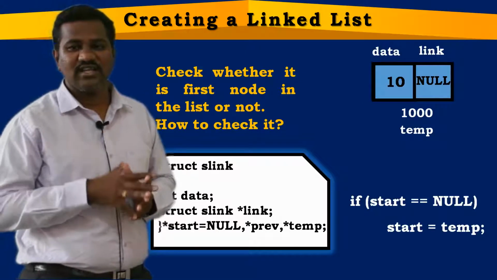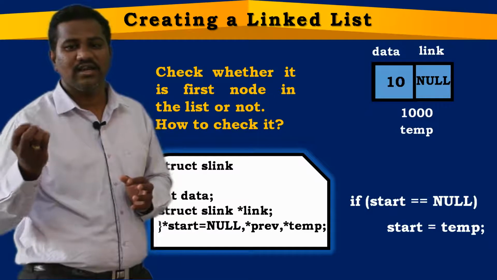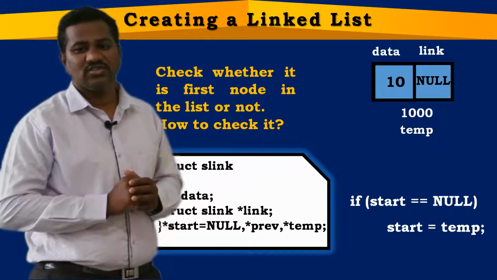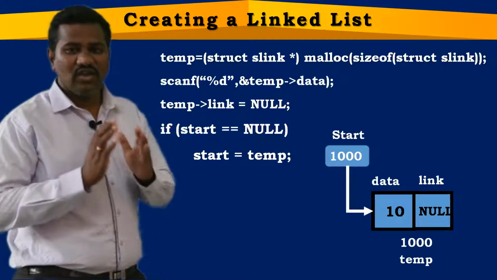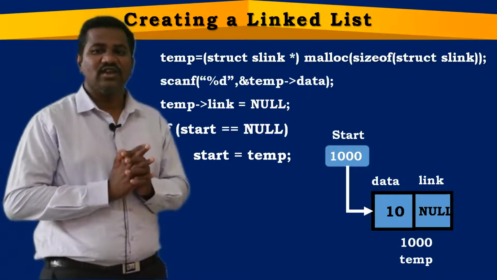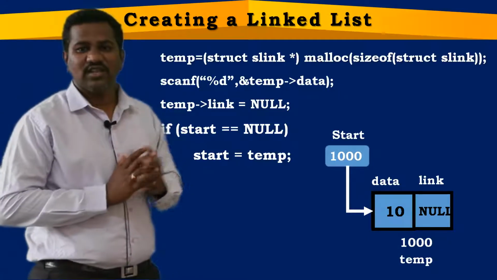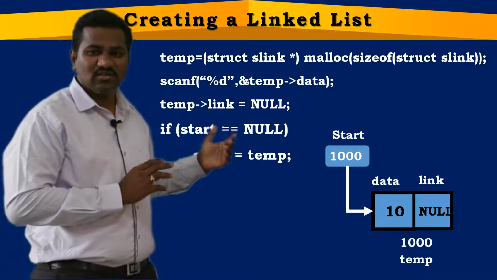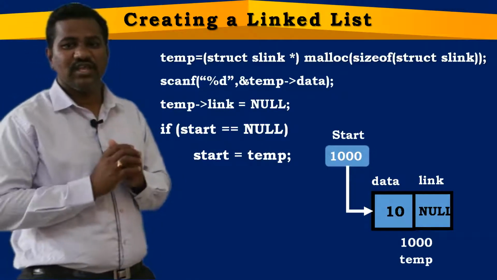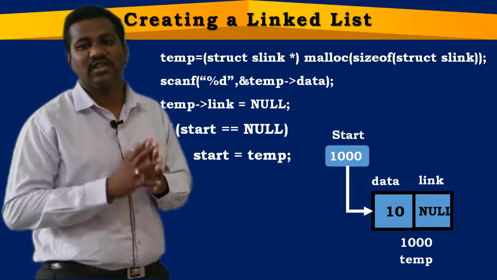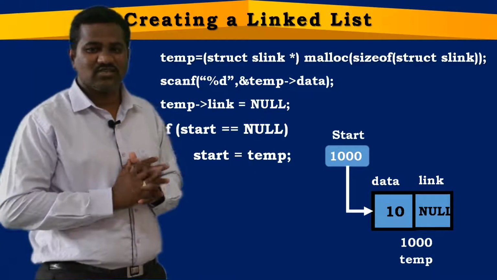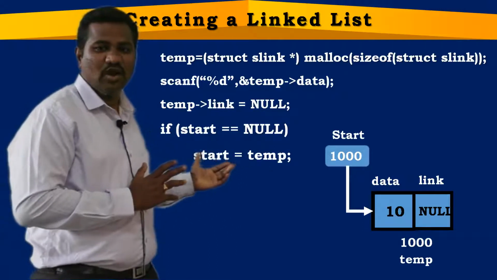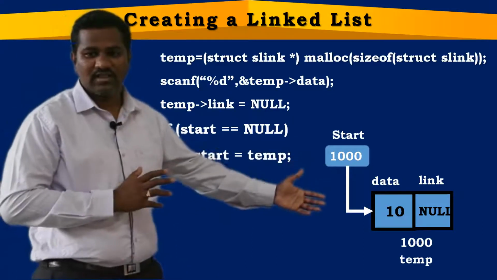If your start contains null, then what we can do is take that temp address and store that temp address in start. Store that temp address in what? Start. That means when you are creating the first node in the list, you need to check this condition: if start equals null or not. If start equals null, if that condition is true, then we will know that we are creating the first node in the list. So immediately what we need to do is assign this temp to start. We need to assign this temp to what? Start. Right? This is how the linked list is going to be represented.